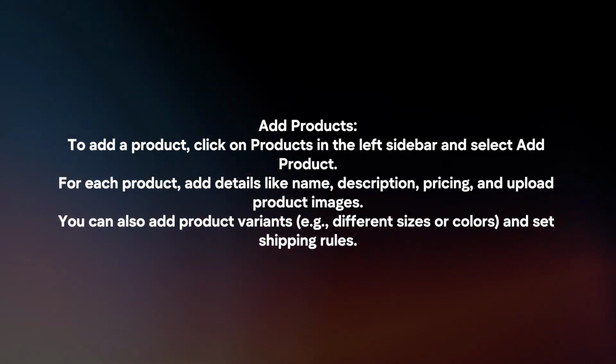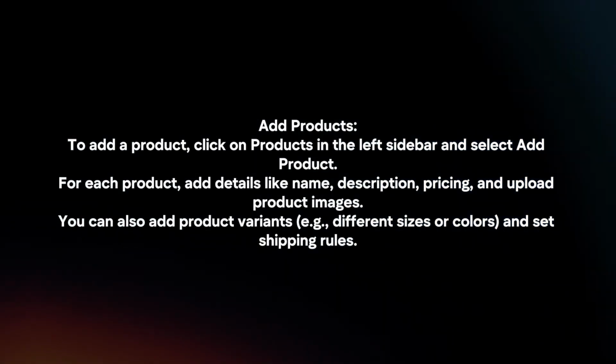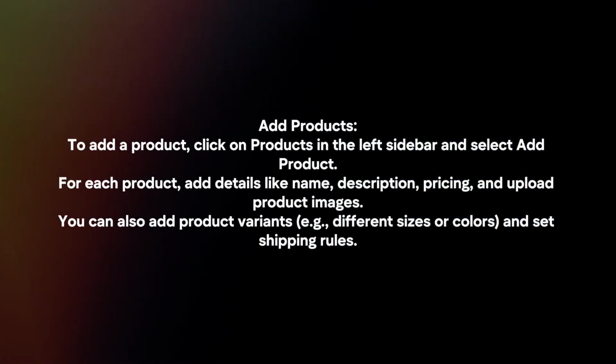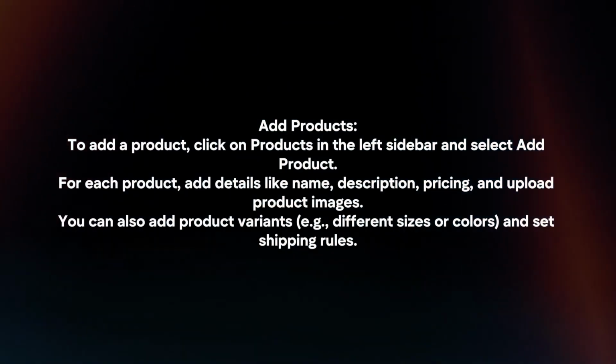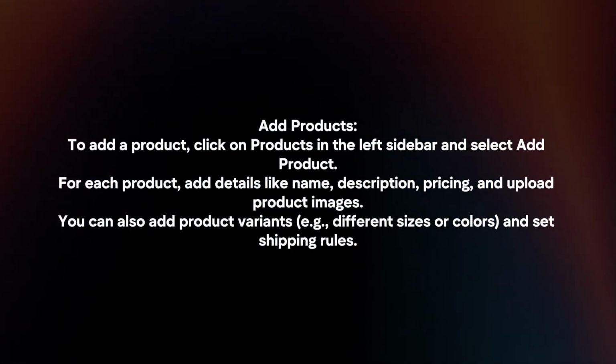Add products. To add the product, click on Products in the left sidebar and select Add Product. For each product, add details like name, description, pricing, and upload product images. You can also add product variants and set shipping rules.